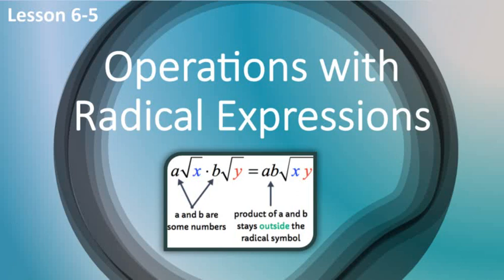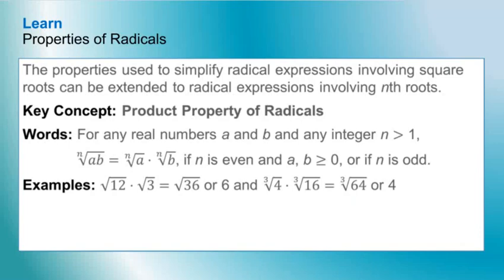Lesson 6-5, Operations with Radical Expressions. The properties used to simplify radical expressions involving square roots can be extended to radical expressions involving nth roots. So the product property of radicals says for any real numbers a and b and any integer n greater than 1, the nth root of a times b is the same as the nth root of a times the nth root of b.